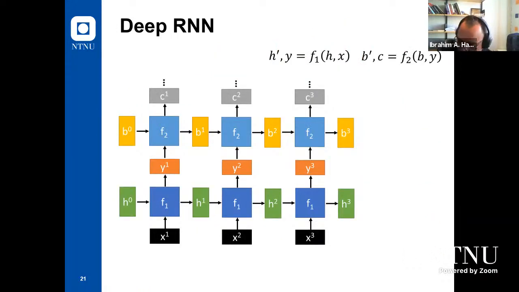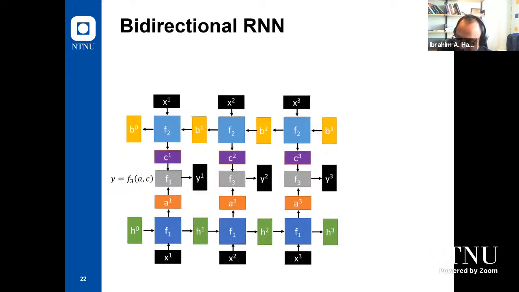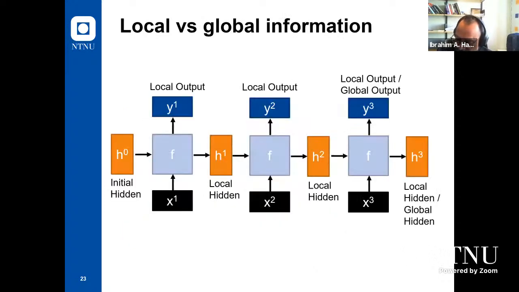There are lots of structures. For example, deep RNN, where you can have different layers of RNN or LSTM in your model. You can build a neural network with different layers, and you can call it deep RNN. Then there is bidirectional, which we need to read about, and local and global information, for example.